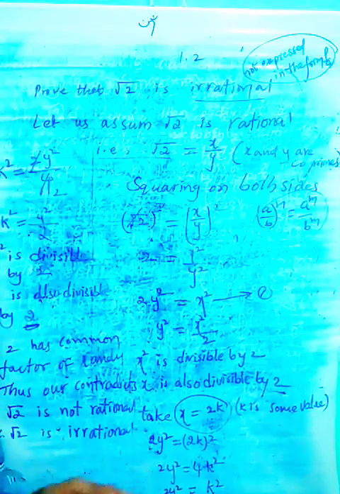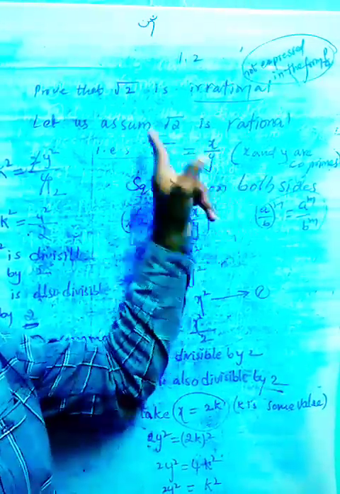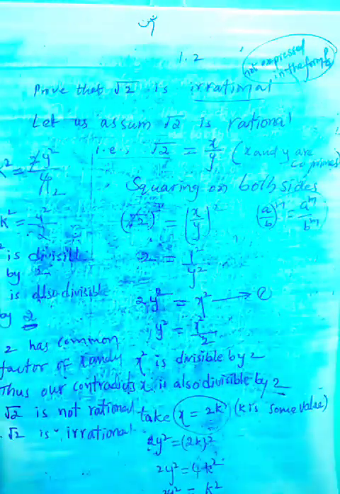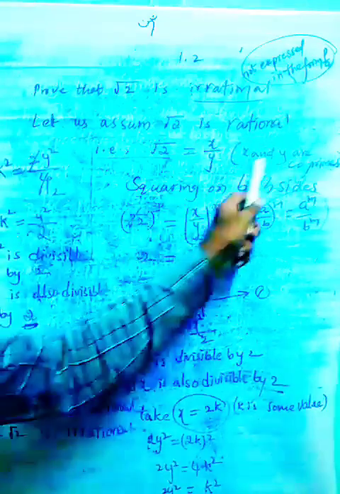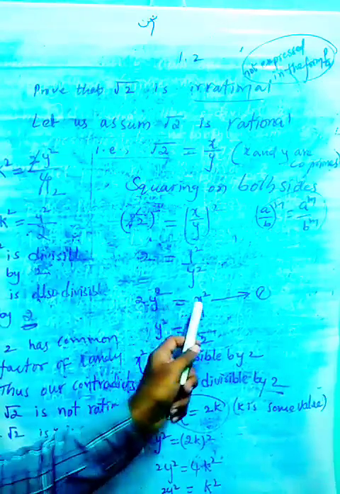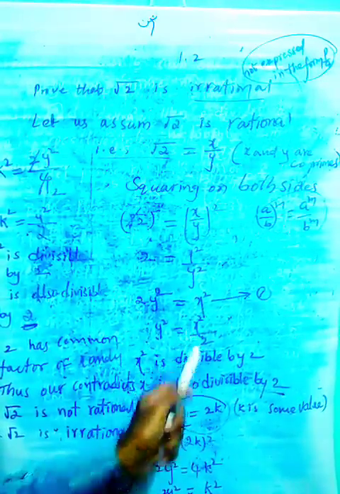So once again, clearly understand this. Root 2 is equal to x by y. Why am I taking x by y? I am assuming here that root 2 is rational, where x and y are co-prime numbers. Then squaring on both sides, 2 is equal to x square by y square. So 2y square is equal to x square, and y square is equal to x square by 2.